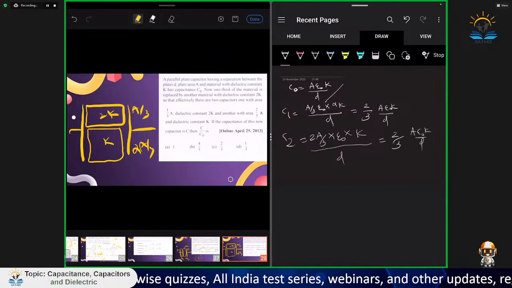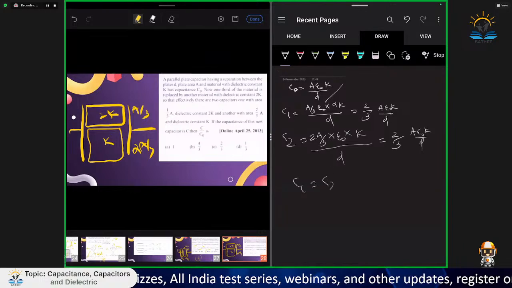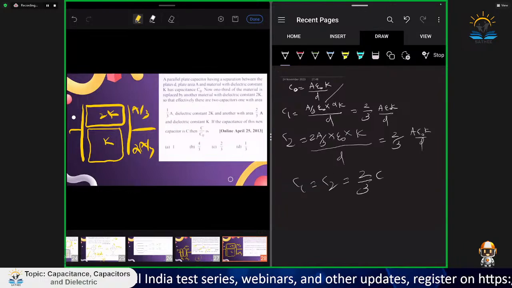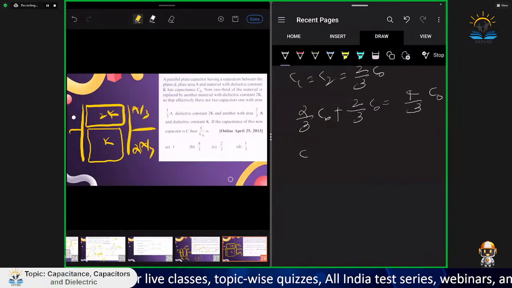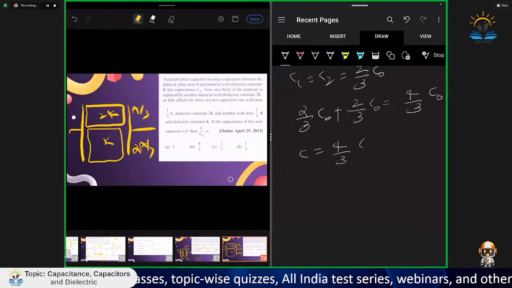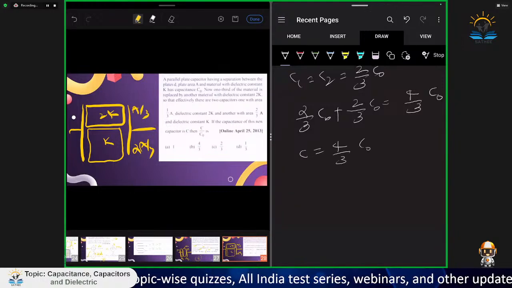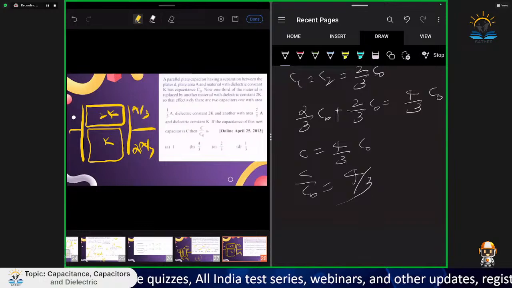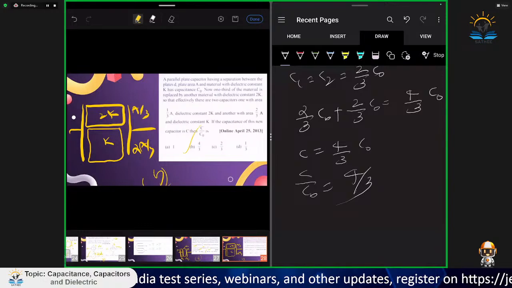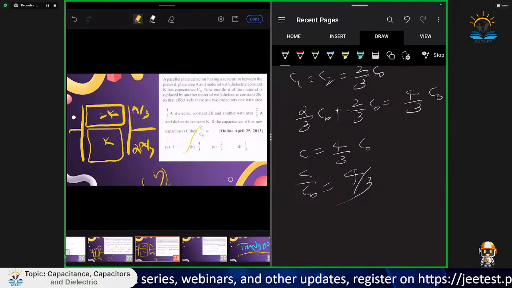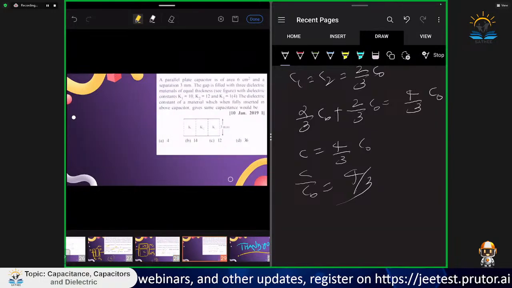Now we know that A epsilon K upon D is C0. So C1 and C2 both are 2 by 3 C0. So C is 4 by 3 C0. You have to find C upon C0, that is 4 by 3. Option B is the correct answer. Let's move on to the next question.